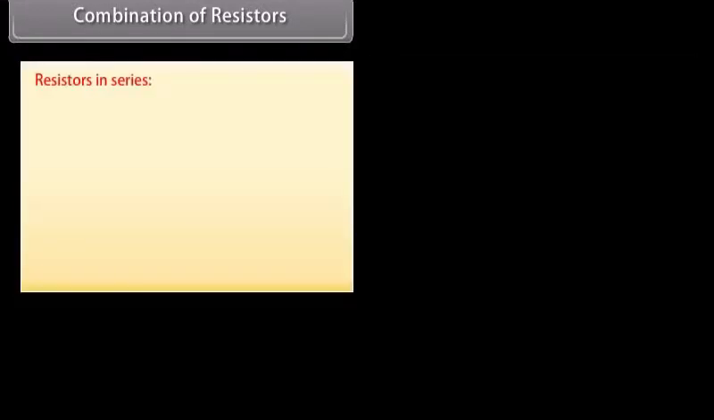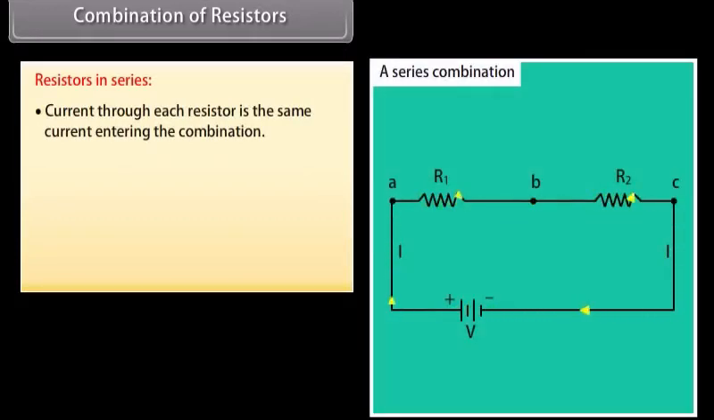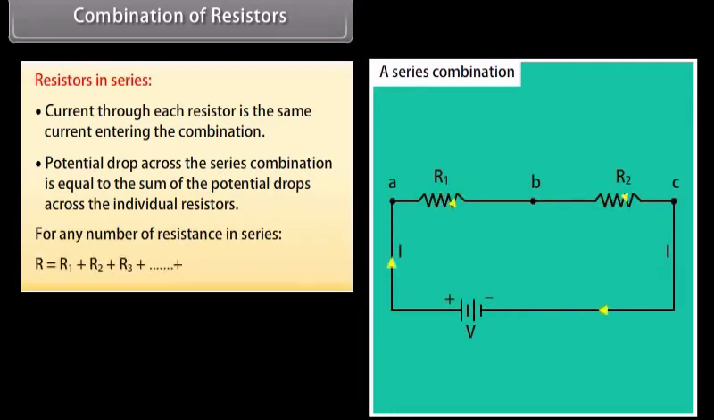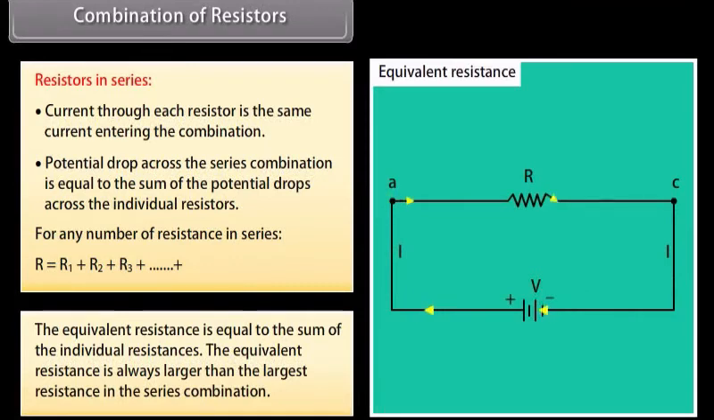Resistors in series. The current through each resistor is the same as the current entering the combination. The potential drop across the series combination is equal to the sum of the potential drops across the individual resistors. For any number of resistances in series, R = R1 + R2 + R3 + and so on. The equivalent resistance is equal to the sum of the individual resistances. The equivalent resistance is always larger than the largest resistance in the series combination.